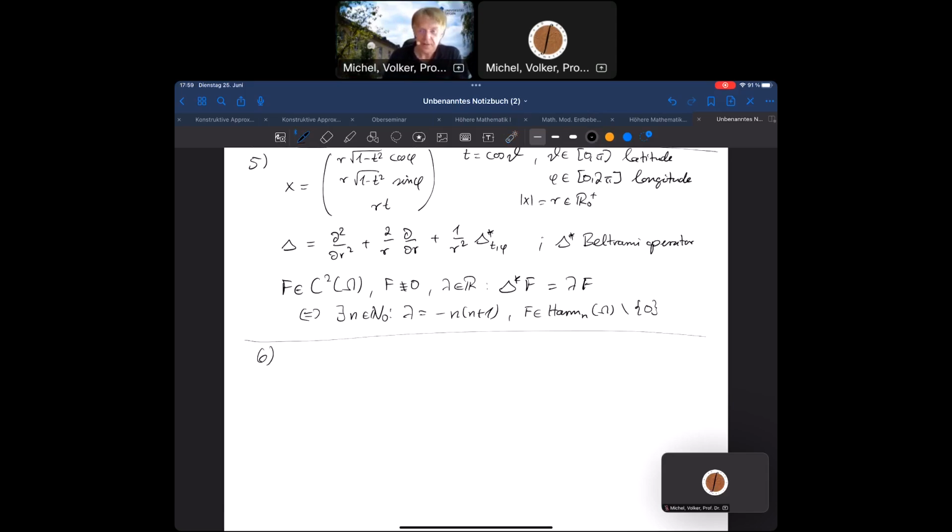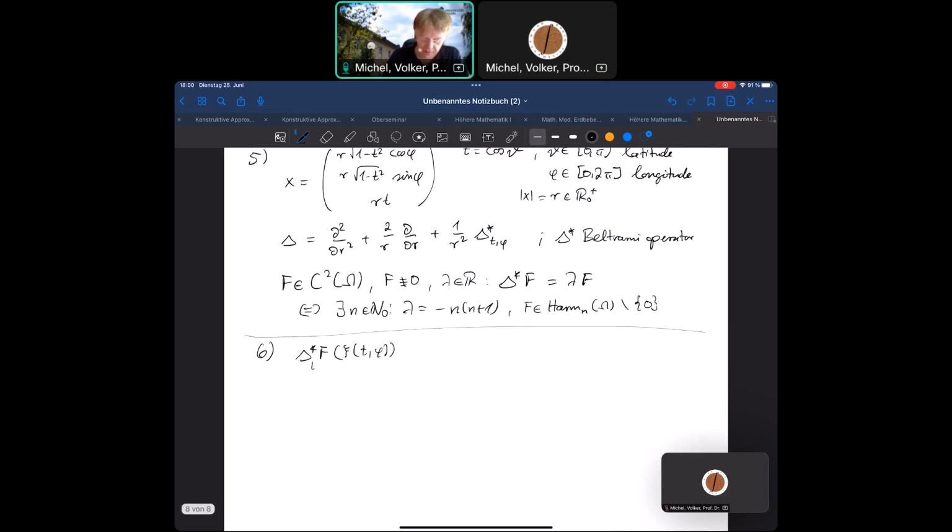So that's part 6 of my presentation here. So first of all, the Beltrami operator of f, I will write this now as a function depending on the unit vector xi, and xi will be given in polar coordinates t and phi. So the Beltrami operator applies to t and phi. And let me show you how this is done, what this looks like.